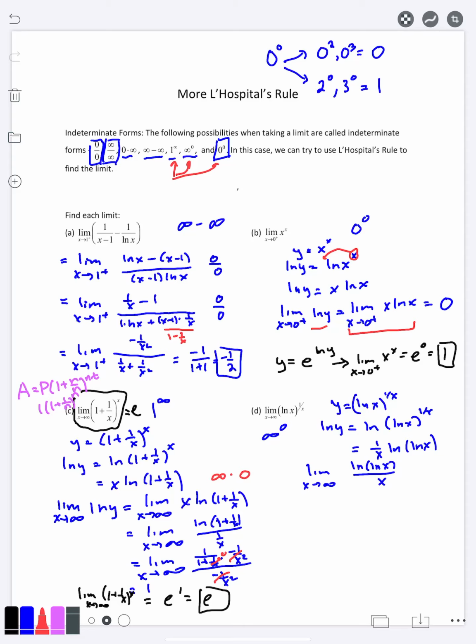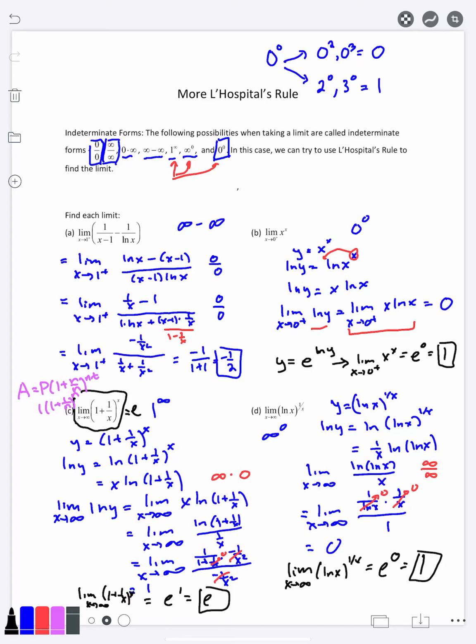this would be an infinity over infinity case. So we're going to go ahead and take the derivative of top and bottom. Derivative of ln of something goes to 1 over that thing times the derivative of what's inside. The derivative of the bottom is just 1 here. And now as we go to infinity, these are infinities in the bottom. These are going to go to zeros here. So 0 times 0 over 0 is 0. And so that means the original problem has an answer of e to the 0, or just 1 for this limit.